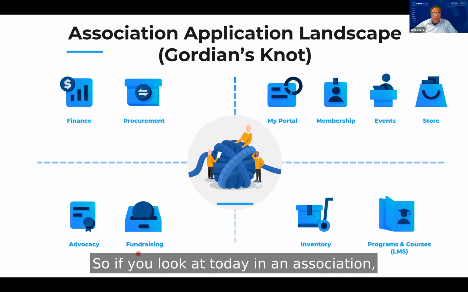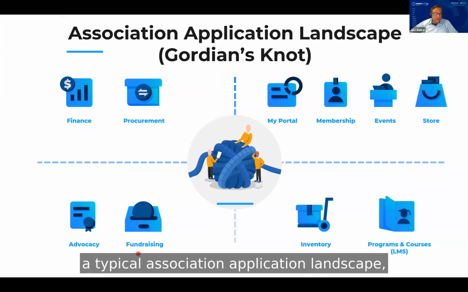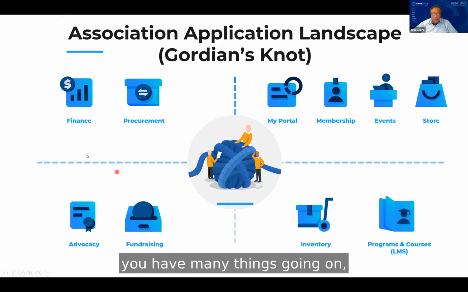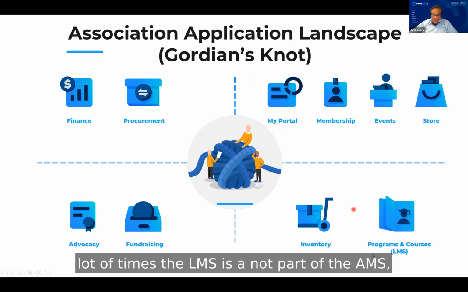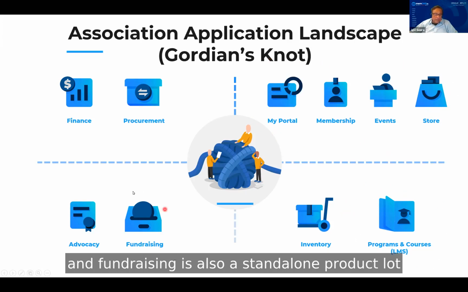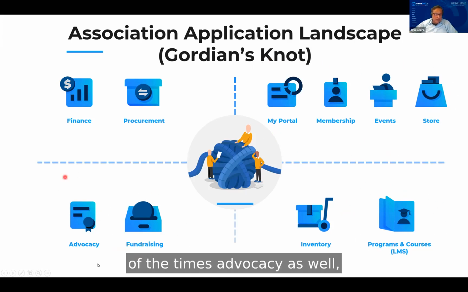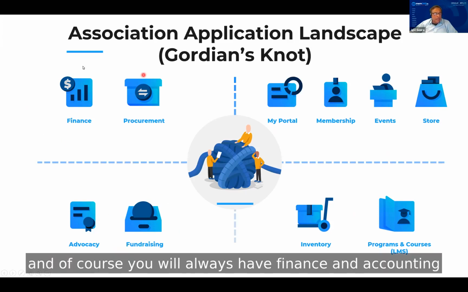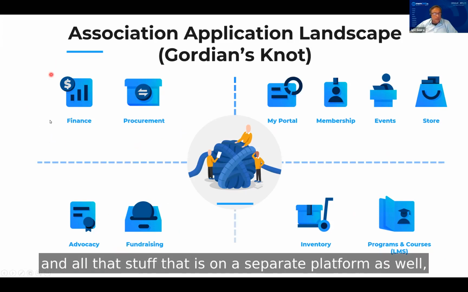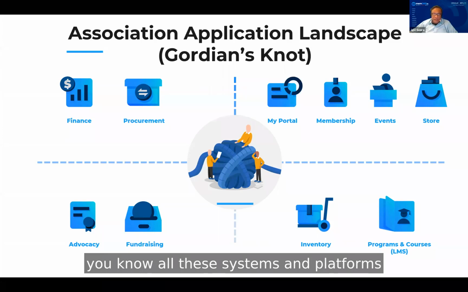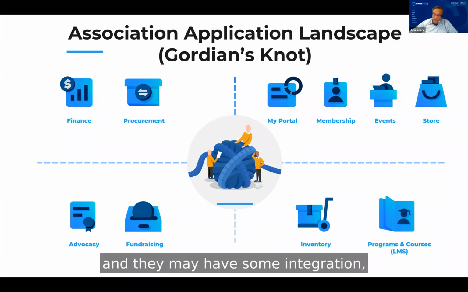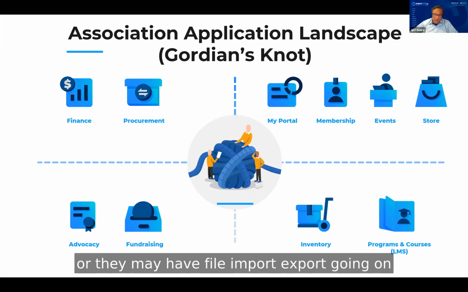If you look at a typical association application landscape today, you have many things going on. You have an AMS, which is its own platform. A lot of times the LMS is not part of the AMS, it is a standalone product. Fundraising is also a standalone product a lot of the time, advocacy as well. And of course, you will always have finance and accounting on a separate platform as well. So you have all these systems and platforms, and they may have some integration, or they may have file import and export going on, or some custom API integrations.